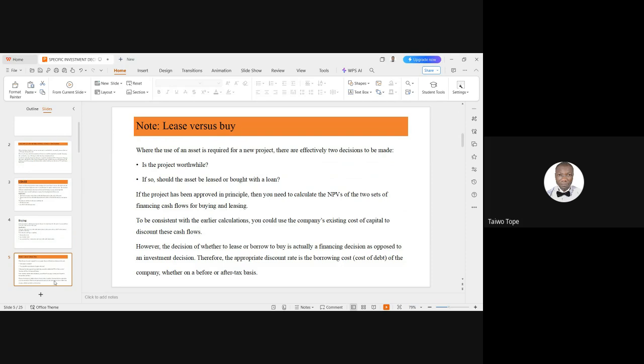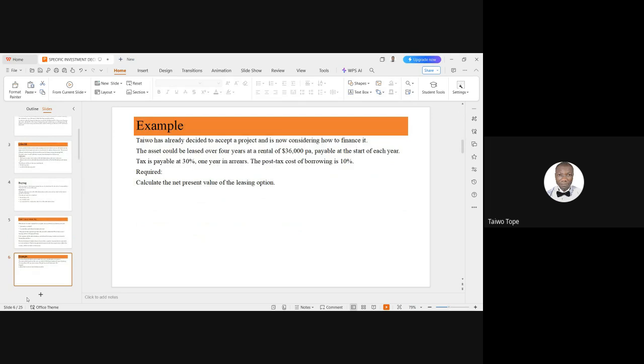When it comes to lease versus buy, for example, we have this question. Taiwo has already decided to accept a project and is now considering how to finance it. The asset will be leased over 4 years at a rental of $36,000 per annum, payable at the start of each year. Take note of that one, at the start of each year. Tax payable at 30%, 1 year in arrears. And the post-tax cost of borrowing is 10%. The question is, we are required to calculate the net present value of the leasing option.